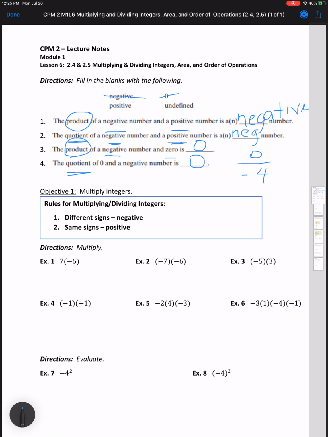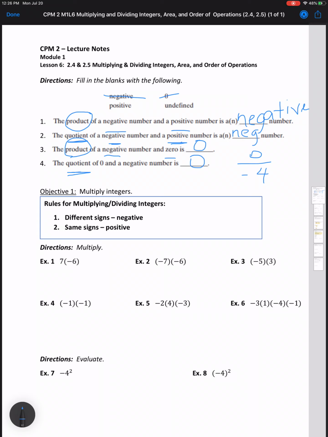Okay, moving right along. Objective 1, we're going to talk about multiplying integers. So here's where we're getting ready to learn this. Whenever you're multiplying and dividing, it is the same rules, but you do have to be careful because you have to keep these rules separate from the add and subtract rules, okay? So when we multiply and divide, if I have different signs, your answer will always be a negative. If the numbers have the same sign, it will always be a positive.